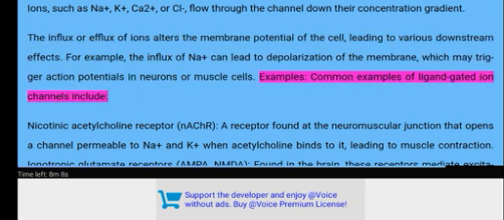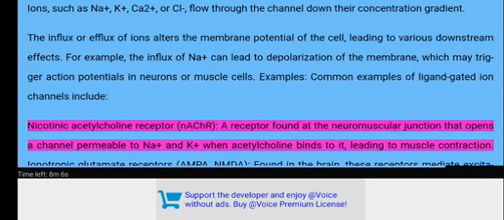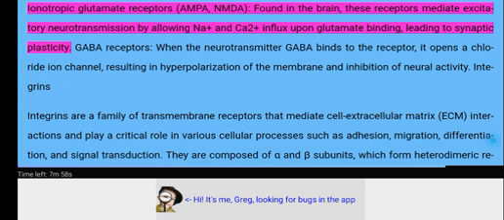or muscle cells. Examples. Common examples of ligand-gated ion channels include nicotinic acetylcholine receptor, nAChR, a receptor found at the neuromuscular junction that opens a channel permeable to Na+ and K+ when acetylcholine binds to it, leading to muscle contraction. Ionotropic glutamate receptors, AMPA, NMDA, found in the brain. These receptors mediate excitatory neurotransmission by allowing Na+ and Ca2+ influx upon glutamate binding, leading to synaptic plasticity.